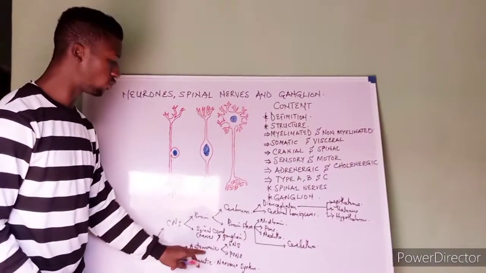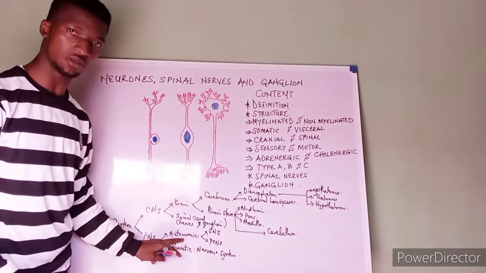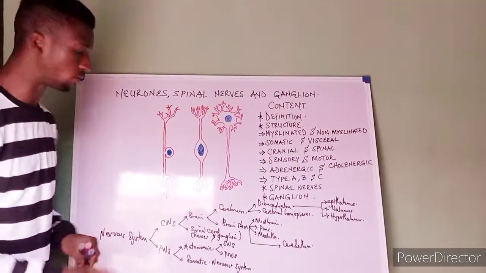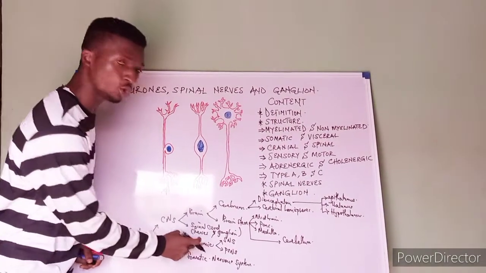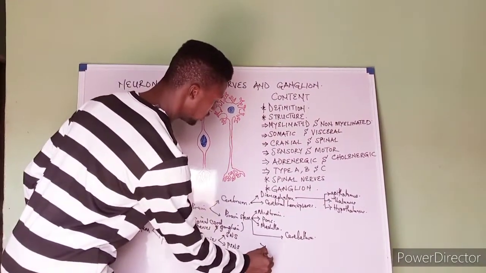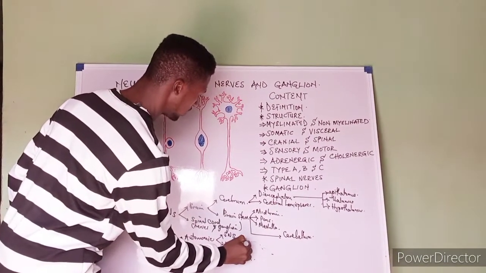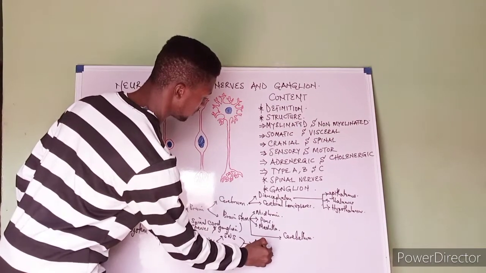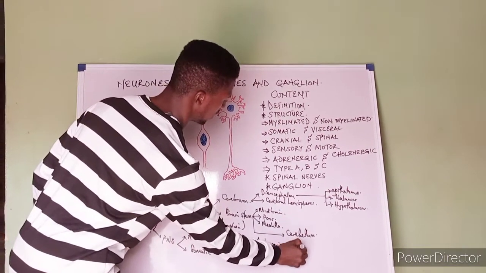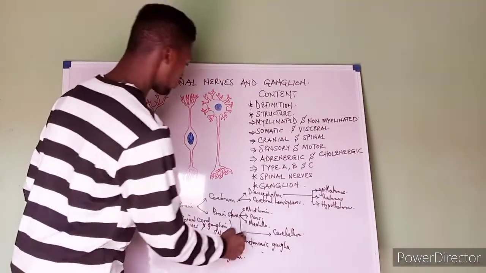Okay, I also want you to know that the autonomic nervous system is made up of nerve cells and ganglia. What are these ganglia called? The ganglia from the autonomic nervous system are called autonomic ganglia. Yet we are yet to know what a ganglion is.